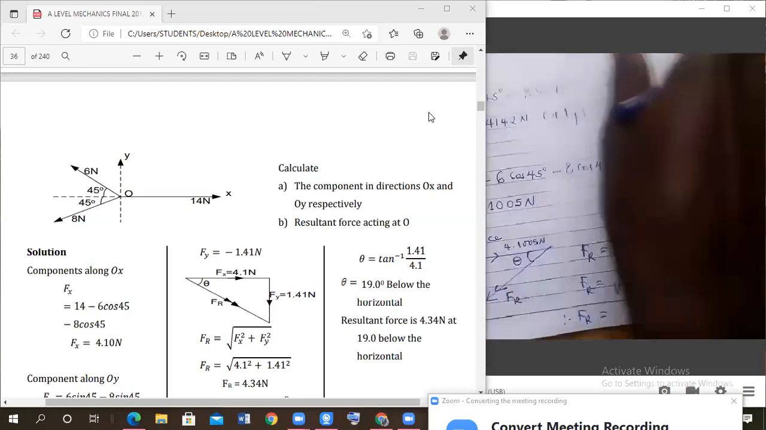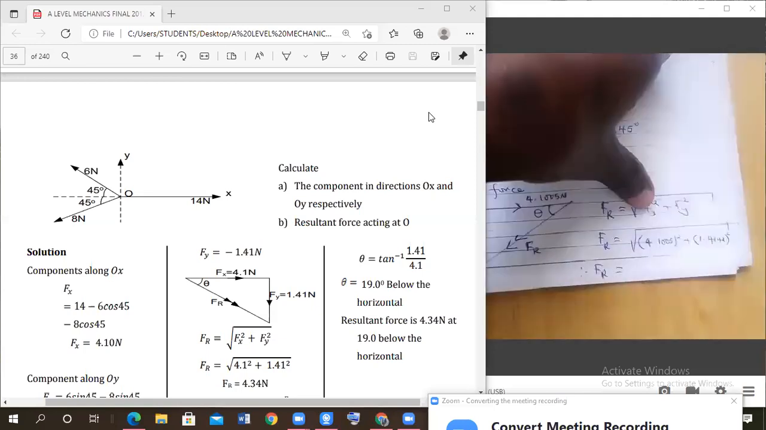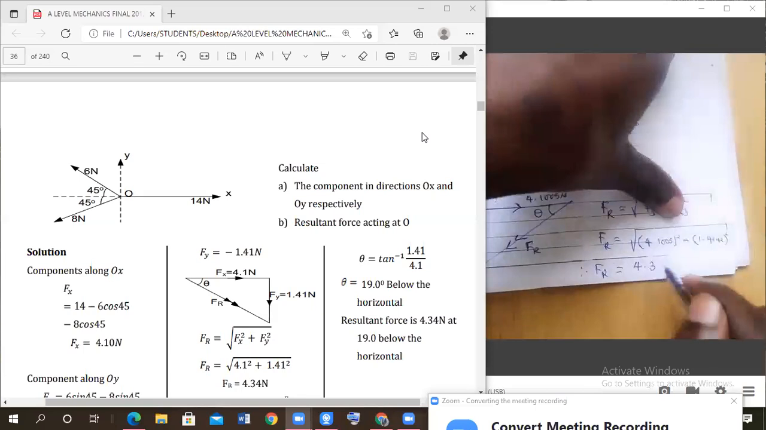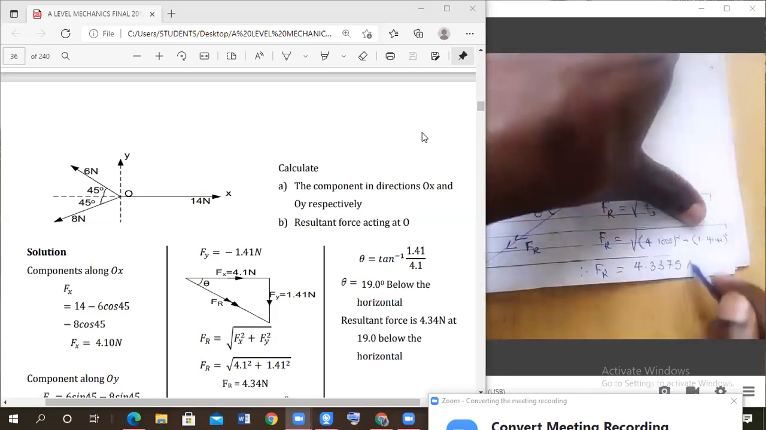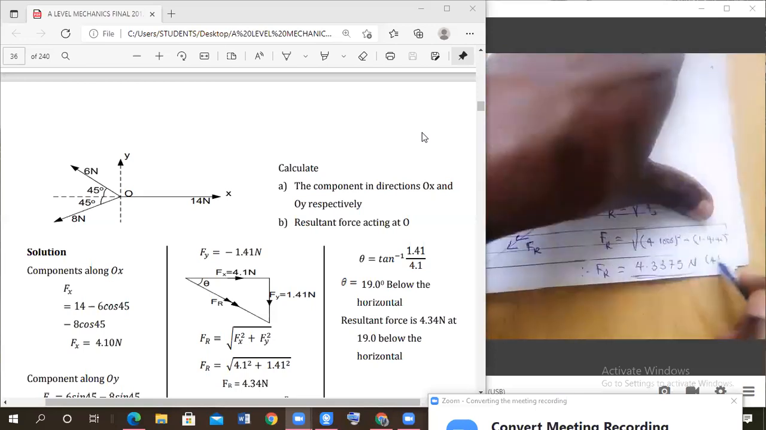And that one will give us, members, what have you got? 4.3375. Good. Newtons. This is to 4 decimal places.